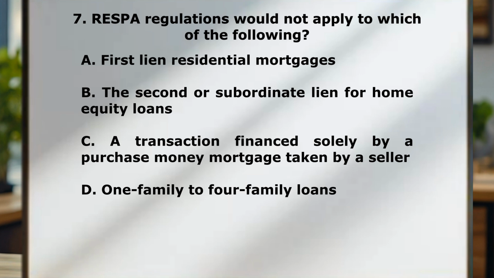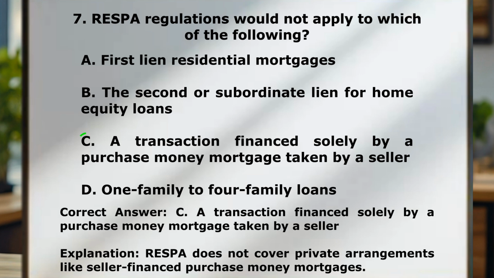D, 1 to 4 family loans. Correct answer here is C, a transaction financed solely by a purchase money mortgage taken by a seller. So what this means is that the seller actually financed the purchase. So this would be considered a private arrangement between the seller and the buyer, and RESPA does not cover those types of things.